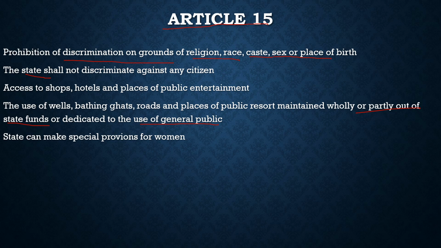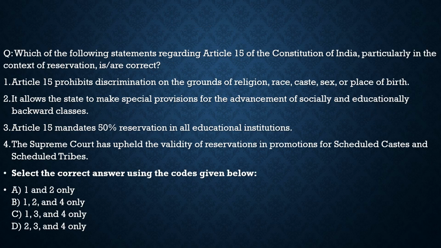Now with this, let's try to solve a prelims based question. The question says, which of the following statements regarding Article 15 of the Constitution of India, particularly in the context of reservation, are correct? First statement, Article 15 prohibits discrimination on the grounds of religion, race, caste, sex or place of birth, correct. Statement 2, it allows the state to make special provisions for the advancement of socially and educationally backward classes, 100% correct. It allows that.